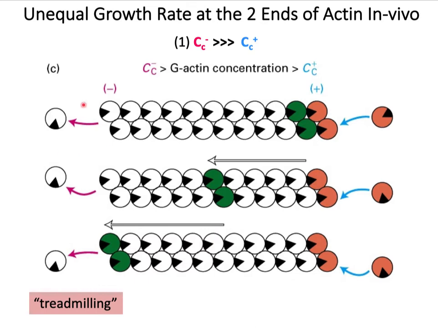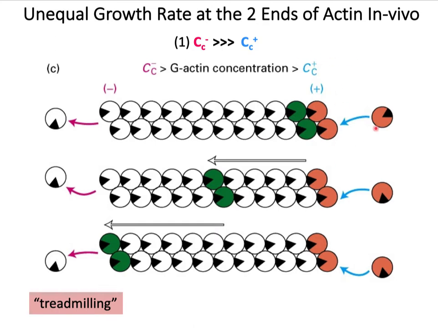On the other hand, the G-actin concentration in the cytosol is greater than the critical concentration at the plus end. This will drive the reaction towards the filament at the plus end, where the G-actin concentration is higher than the critical concentration. You are going to get formation of filaments until the critical concentration is reached. That is why in vivo, you almost always see addition of monomers at the plus end. Now, this unequal growth results in a very interesting phenomenon known as treadmilling.